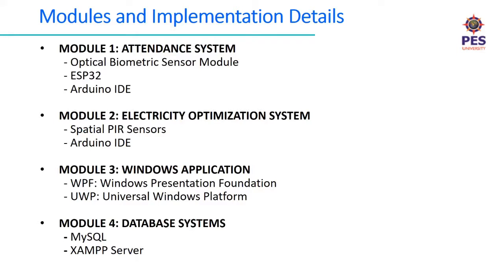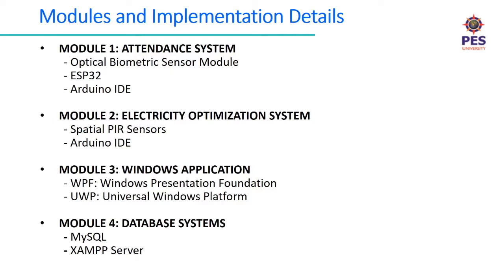As far as our microcontroller is concerned, we use the ESP32 and the Arduino IDE for programming the ESP32. Then for the electricity optimization system, we have a manual setup with spatial PIR sensors and the Arduino IDE to code the sensors with the microcontroller as well.